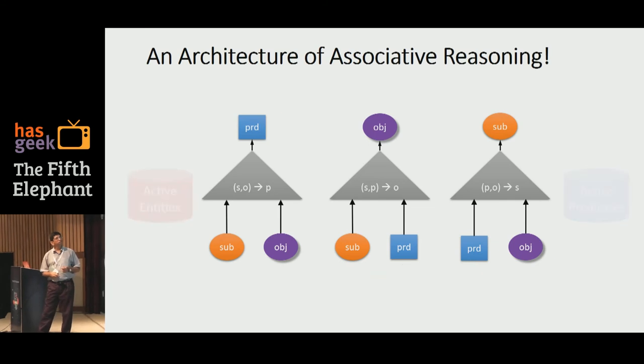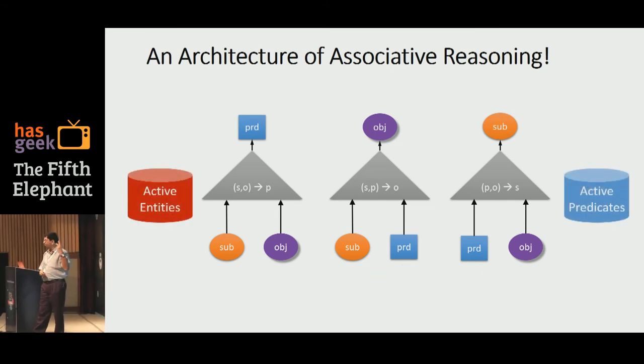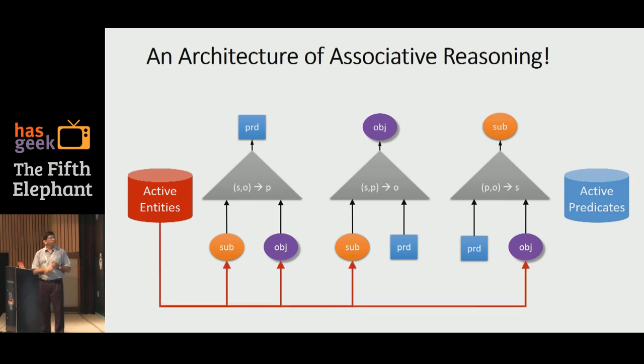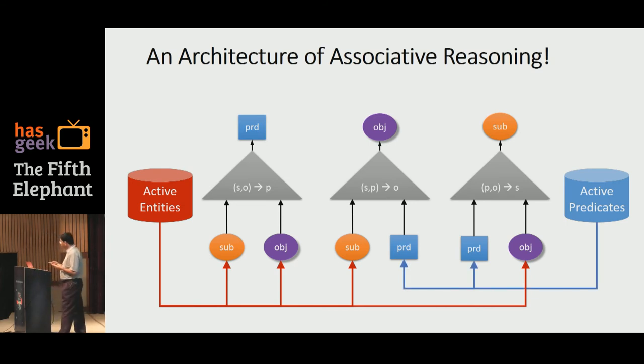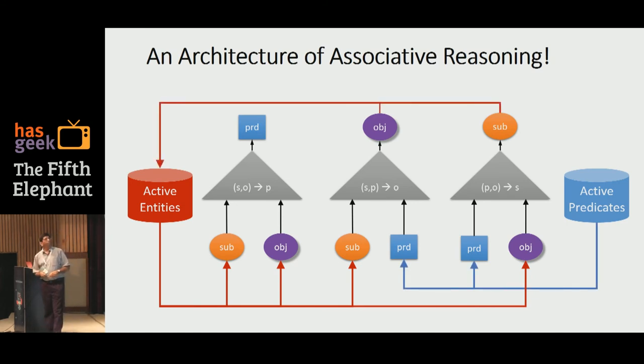It goes through these three networks. If I want to put a general structure, imagine I have a set of active entities in my mind and a set of active predicates in my mind. If I take these active entities and put them in these networks, nothing will happen. This one will do something, and this one will not do anything. But when it does something, it gives an output. Then I can put it back here, so this one is going to generate the red lines and entities, and I can do this as a recursive process.